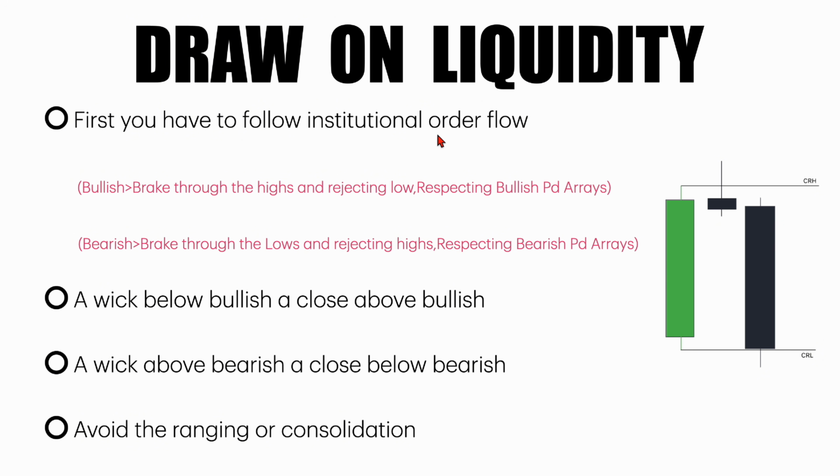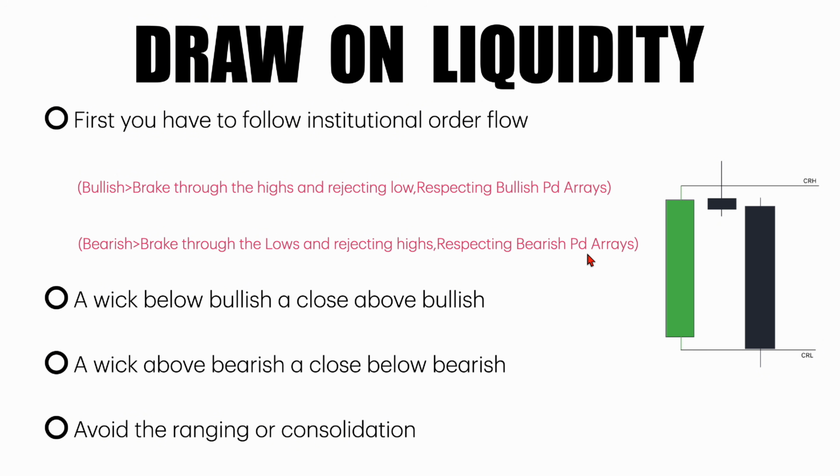To identify the direction of institutional order flow, you need to observe how price reacts to certain levels and structures. In a bullish institutional order flow, price consistently breaks previous highs and rejects lows, respecting bullish PD arrays such as order blocks, imbalances, and breakers. In a bearish institutional order flow, the opposite happens. Price breaks lows, rejects highs, and respects bearish PD arrays. Aligning with institutional order flow ensures that you're following the market's momentum rather than fighting it.